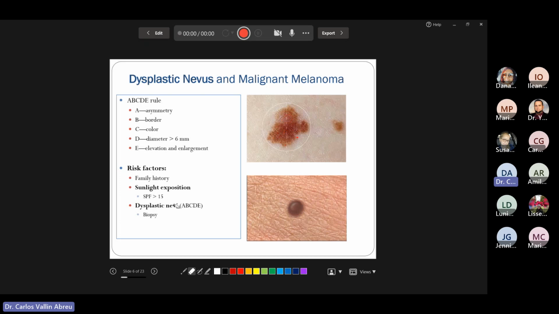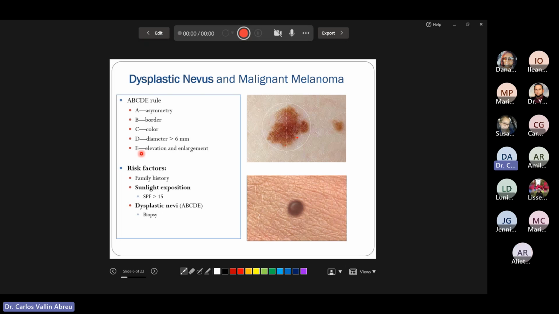D stands for diameter. It's accepted that any mole measuring more than 6 millimeters should be evaluated by the doctor. And E stands for enlargement or elevation, I mean growth. A lesion that is rapidly growing also meets a criterion of malignancy.